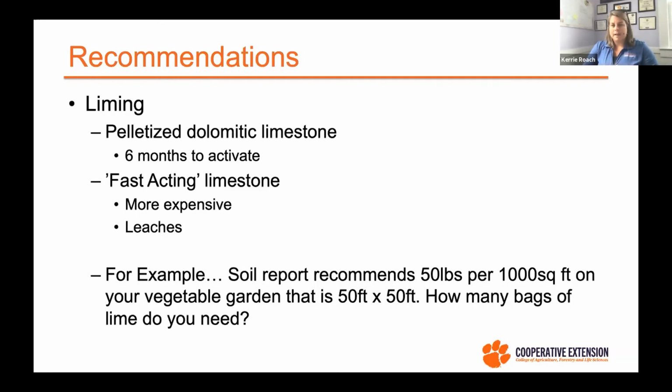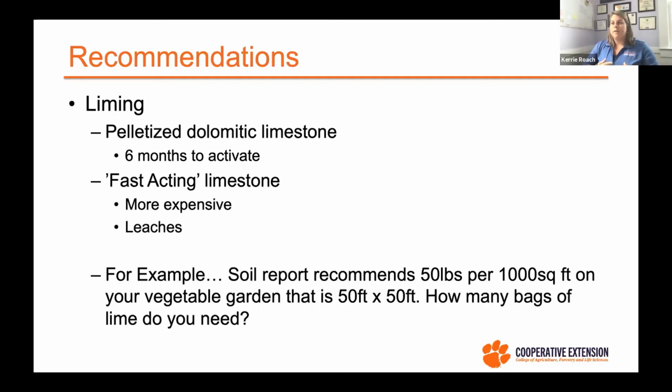A lot of times as extension agents, we really recommend that you do fall soil sampling so that you can get your test results back and go ahead and put out lime so that it's activated in the soil and can then be ready for planting in early spring. One of the things that you can run into as far as liming is that using a fast-acting limestone can be a little bit more expensive, and it can also leach through the soil too quickly, and you're not going to get the change that you are wanting.